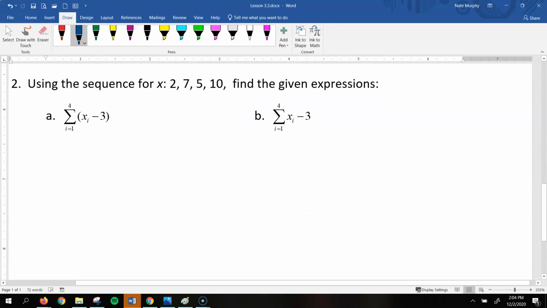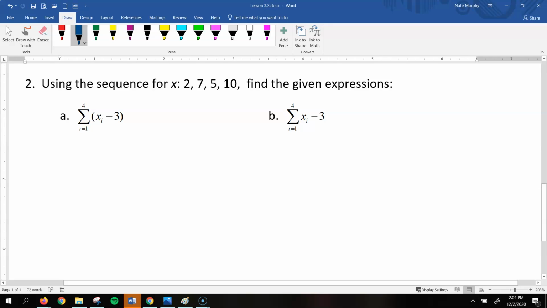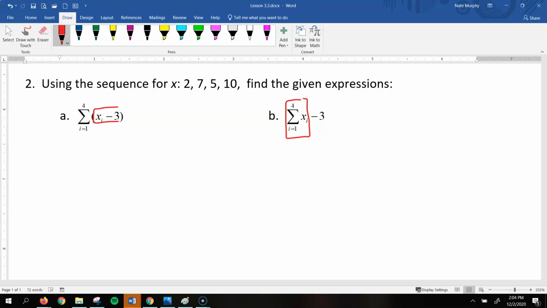All right, so this is just a review of sigma notation or summation notation. It looks like these are asking for the same thing. The difference, though, is in the second set. This means that we're going to add the 4 numbers together, and after we add the 4 numbers together, we're going to subtract 3. This one means that we're going to subtract 3 from each number, and then we're going to add them together. So let's start with that first one.